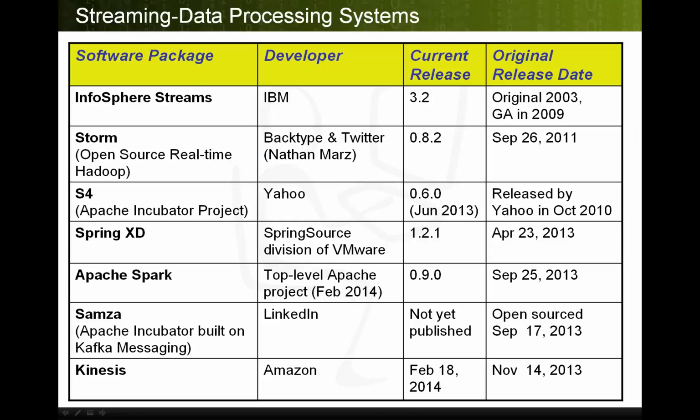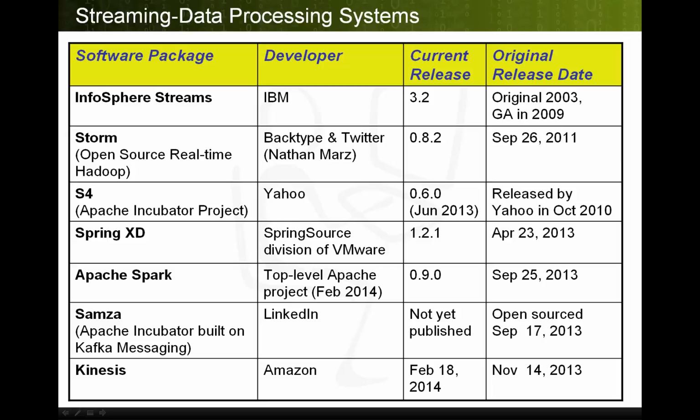IBM InfoSphere Streams is one of a class of streaming data processing systems. It's the oldest and the most advanced, owing its origin to a large contract with the US Government Department of Defense. Development is based on System S software, S for Streams, that goes back to soon after 9/11. The first non-government customers were added in 2009.